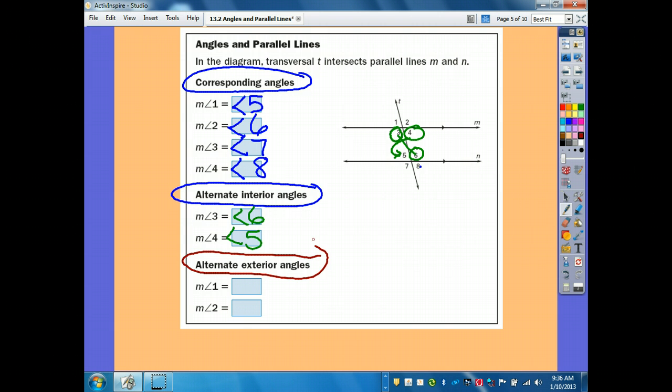angle 1. Alternate exterior to angle 1 would be angle. Yeah, right. You guys are just showing off for the other classes now. Okay, angle 1 and angle 8. Nice job. And then how about the last one? Alternate exterior to 2 is angle 7. Nicely done.